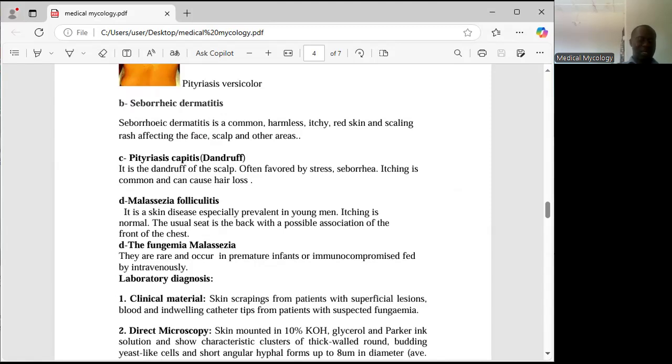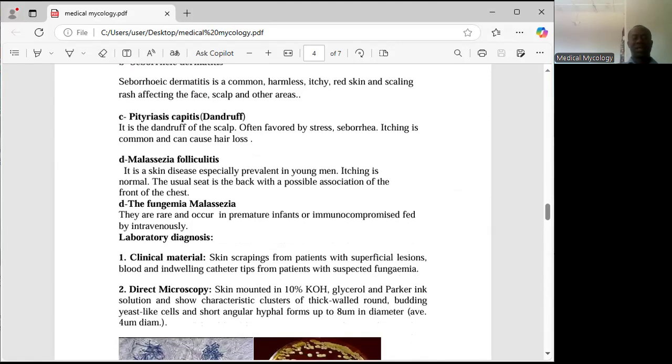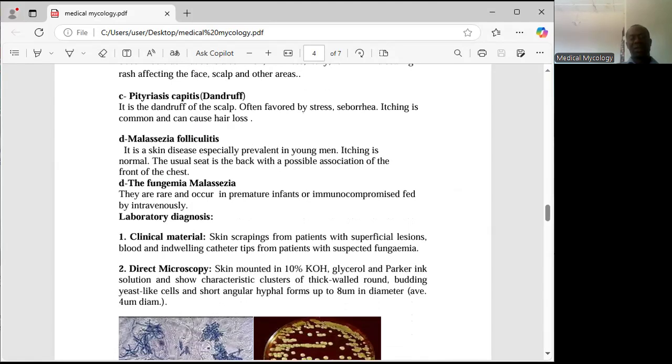Now, how do we diagnose these? Laboratory diagnosis will involve clinical material. The skin scraping will be taken from patients with superficial lesions. You can use blood and indwelling catheter tips for patients with suspected fungemia.